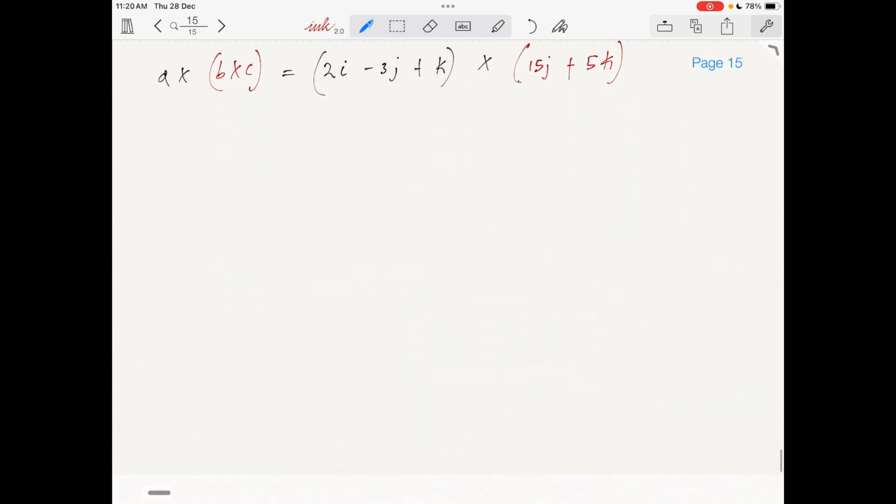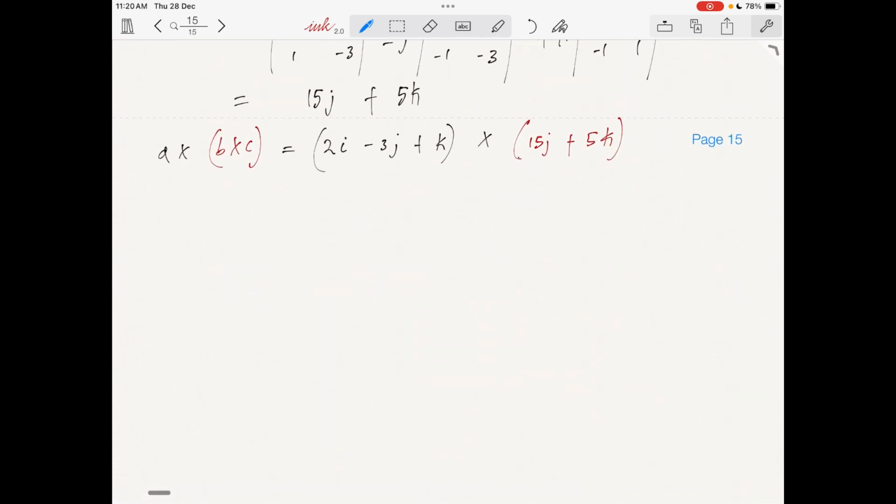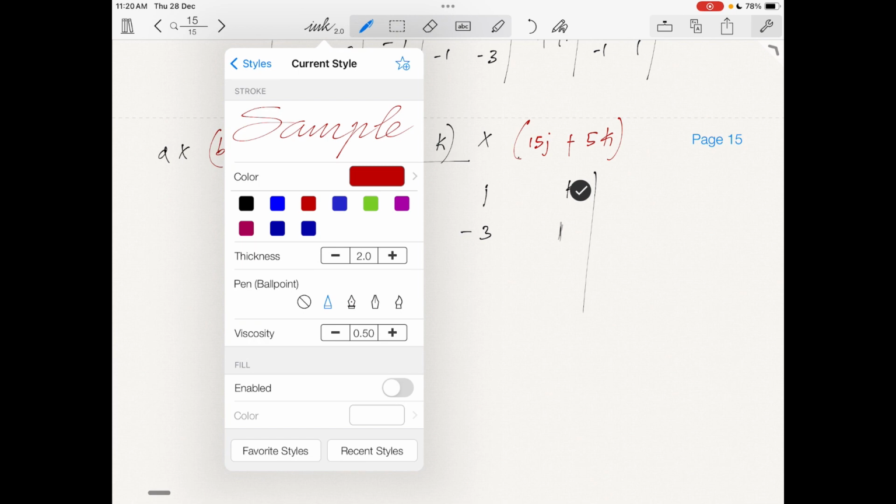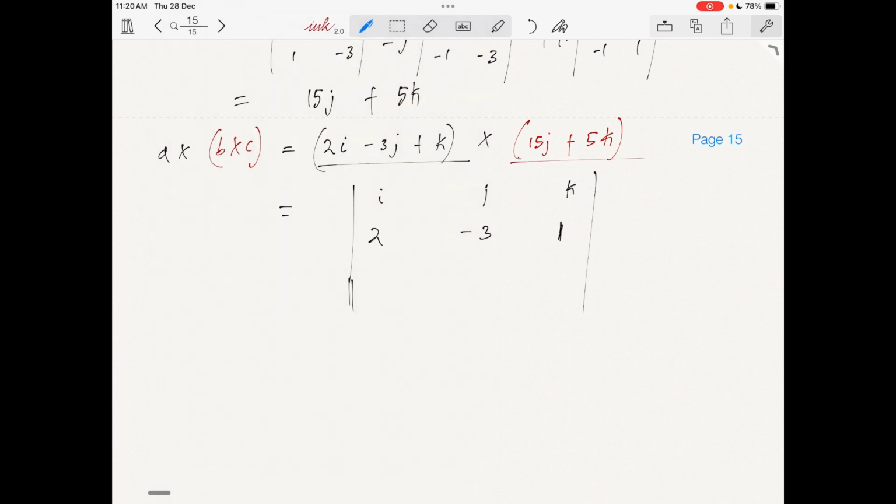Now, to solve this further, we will also apply the cross product method. So applying the cross product, we will have the answer i, j, k. The first component will be of A, that will give us 2, minus 3, 1, and the second component will be of B cross C, and that's 0i plus 15j plus 5k.